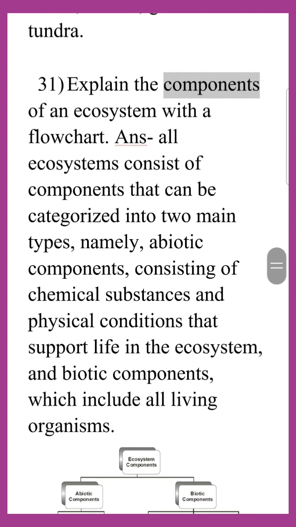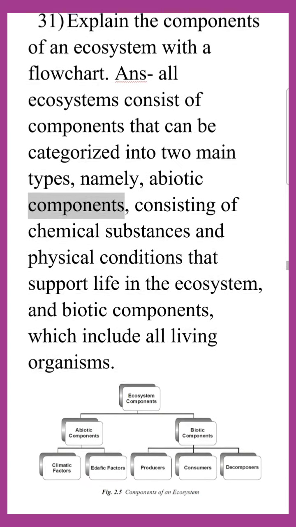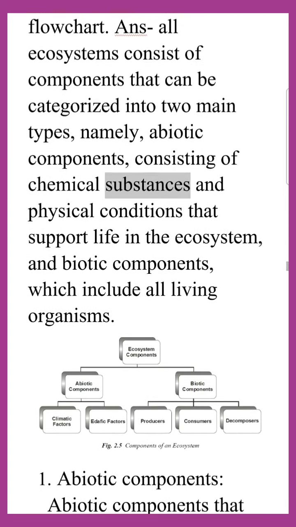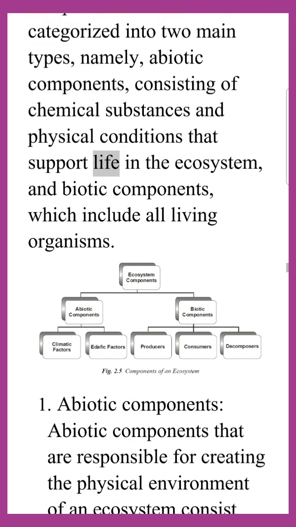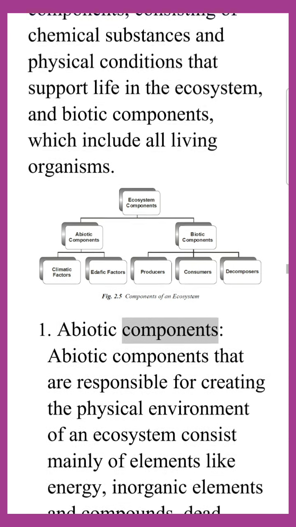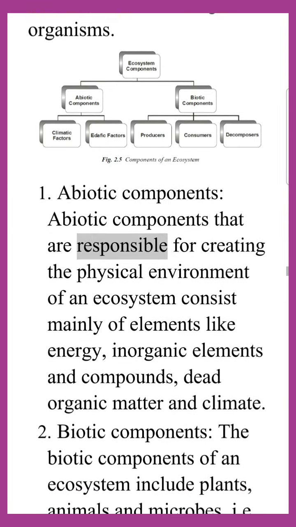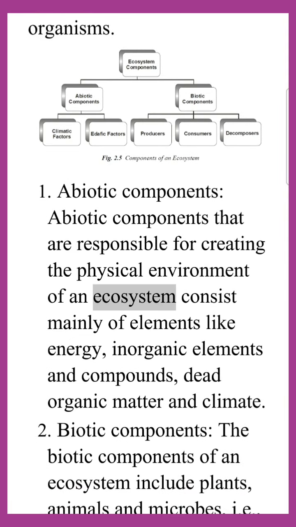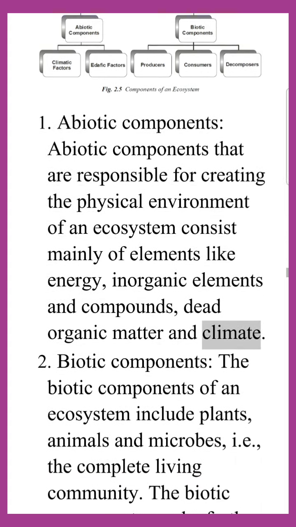31. Explain the components of an ecosystem with a flowchart. All ecosystems consist of components that can be categorized into 2 main types, namely abiotic components, consisting of chemical substances and physical conditions that support life in the ecosystem, and biotic components, which include all living organisms. Abiotic components that are responsible for creating the physical environment of an ecosystem consist mainly of elements like energy, inorganic elements and compounds, dead organic matter, and climate.